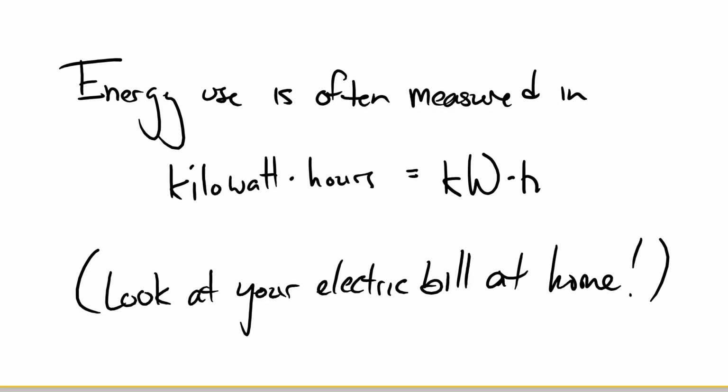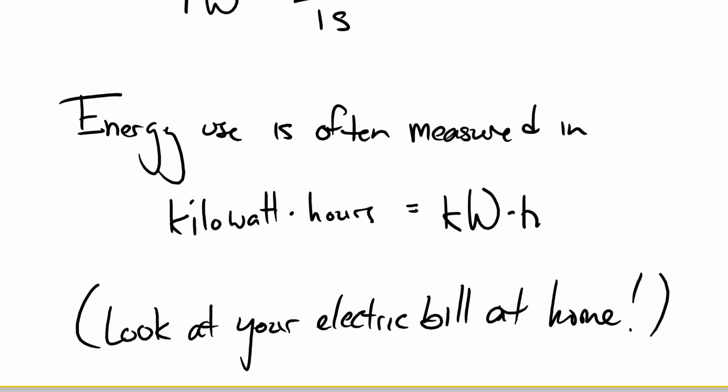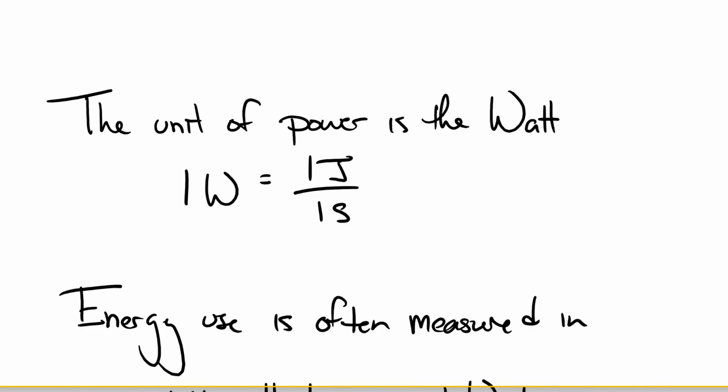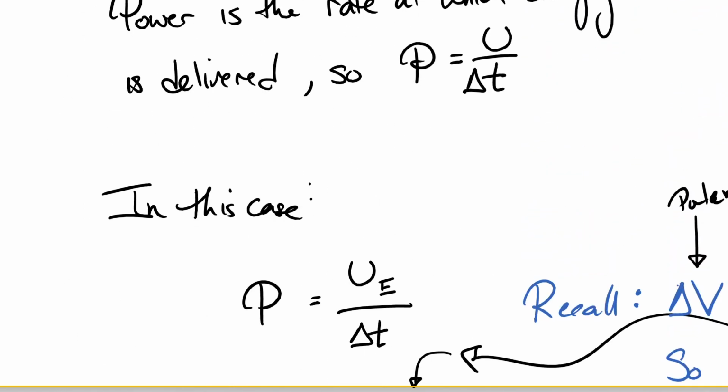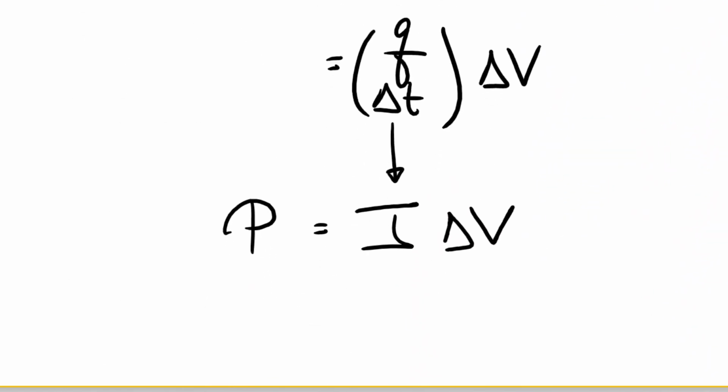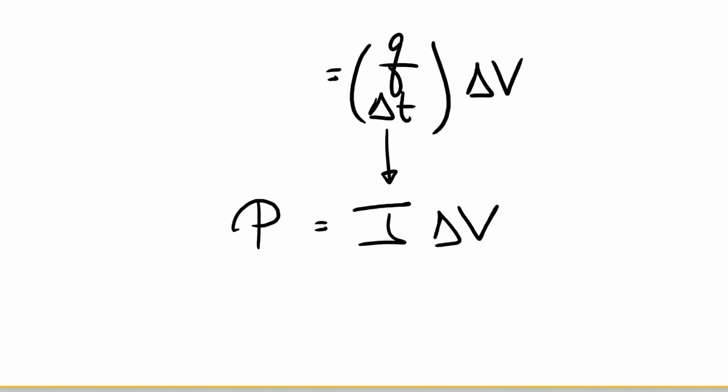You can look at your electric bill at home, if you ask your parents nicely, and it'll probably say there's a rate for energy consumption in kilowatt hours and an amount of consumption in kilowatt hours. So, long story short, this is a way we can talk about the rate at which energy is being consumed or generated in a circuit.